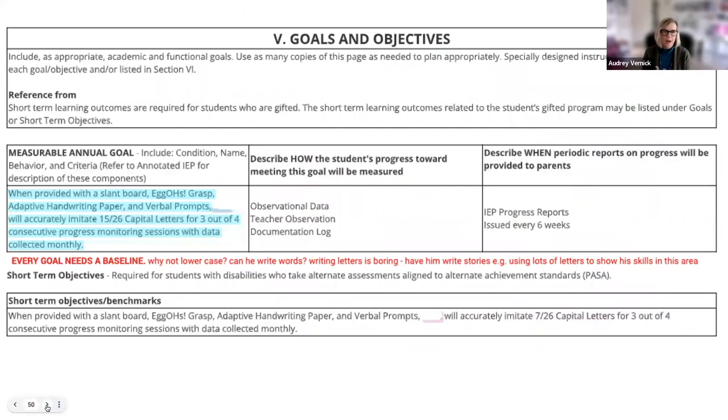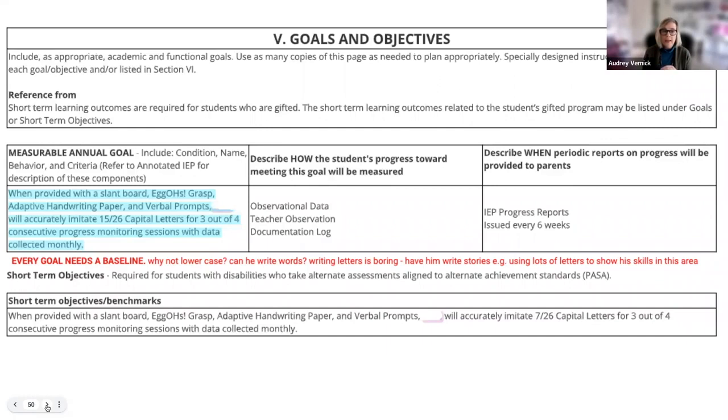So this is an example from an actual IEP. You can see that I highlighted over here, "When provided with a slant board," that's the given. When provided with a slant board, EGOs, grasp, adaptive handwriting paper, and verbal prompts, student will accurately imitate 15 out of 26 capital letters for 3 out of 4 consecutive progress monitoring sessions with data collected monthly.